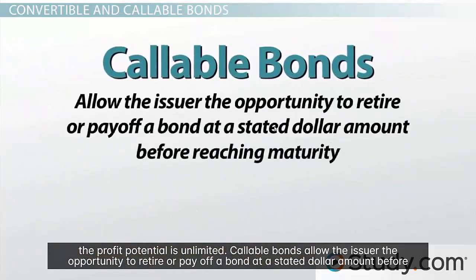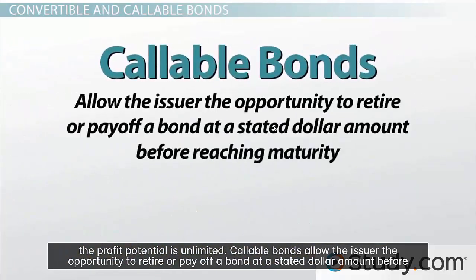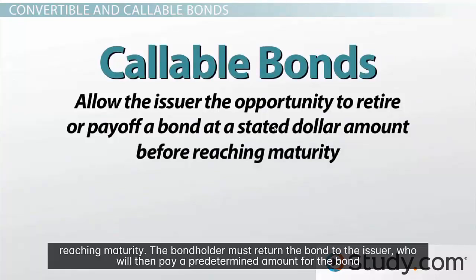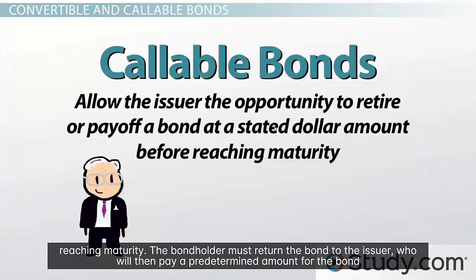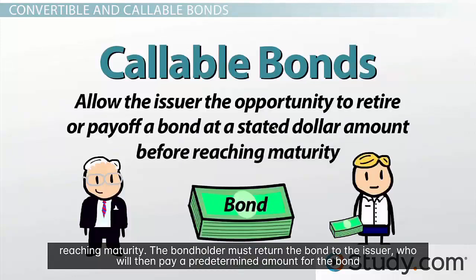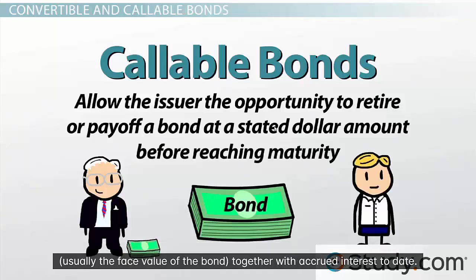Callable bonds allow the issuer the opportunity to retire or pay off a bond at a stated dollar amount before reaching maturity. The bondholder must return the bond to the issuer, who will then pay a predetermined amount for the bond, usually the face value of the bond, together with accrued interest to date.